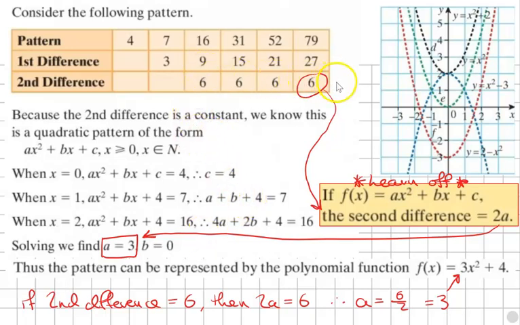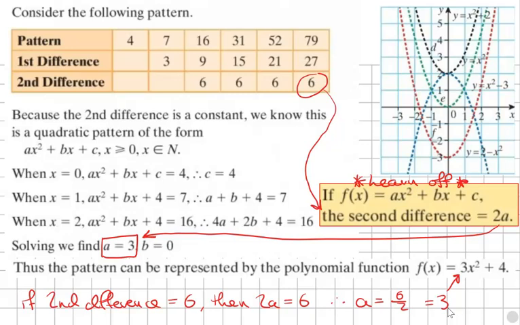So our second difference worked out to be 6. And 6 divided by 2 is 3, which gives us our a value. So this is something that you'd want to learn off by heart. If f of x equals ax squared plus bx plus c, the second difference will always be equal to 2a. So 2 multiplied by a. So if the second difference is 6, then 2a is equal to 6. Therefore, a is equal to 6 divided by 2, which gives us 3.